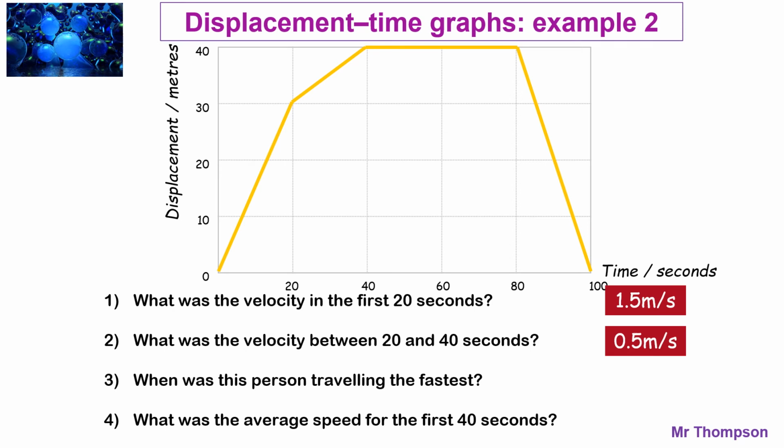When was the person traveling the fastest? Well, hopefully you can see the last section is the steepest, so that's the fastest. What was the average speed for the first 40 seconds? So in 40 seconds he's traveled 40 meters, so his average speed would be 1 meter per second. There's some more examples for you.